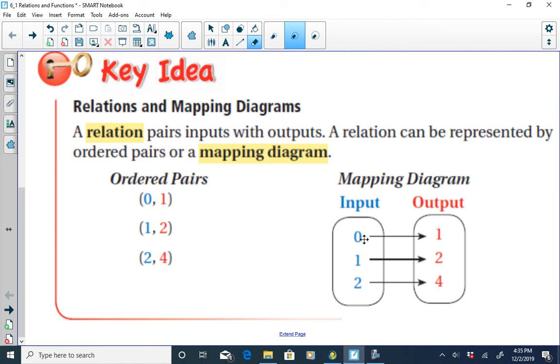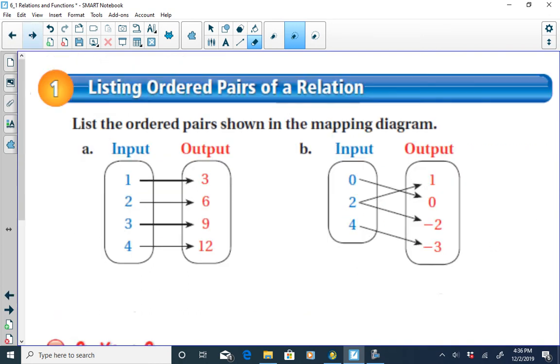The mapping diagram maps an input of 0 to an output of 1, an input of 1 to an output of 2, and an input of 2 to an output of 4. Notice that each one of these inputs has one output. So we can show the relation using ordered pairs, and we can show the relation using a mapping diagram.